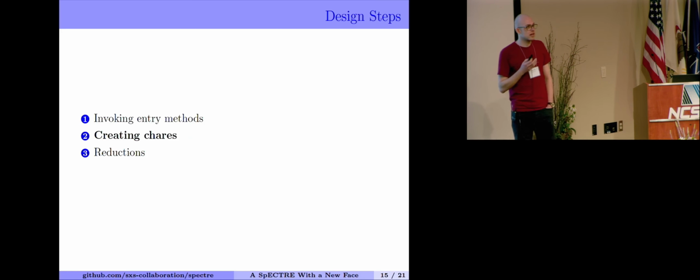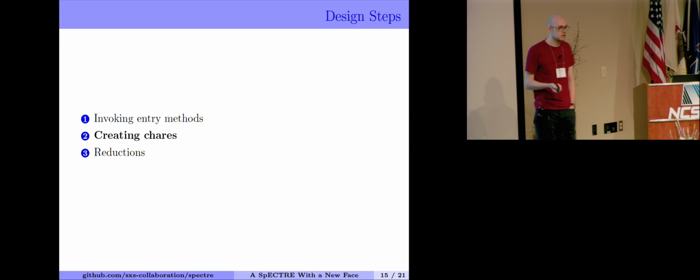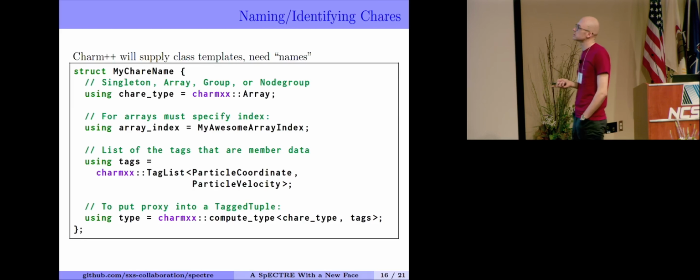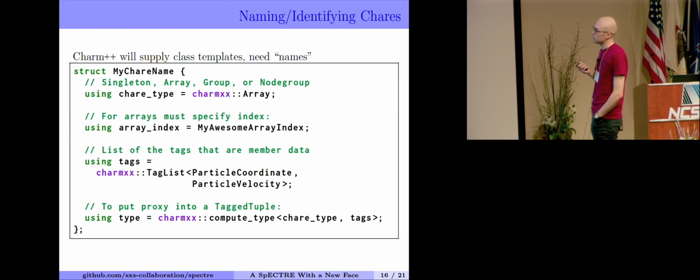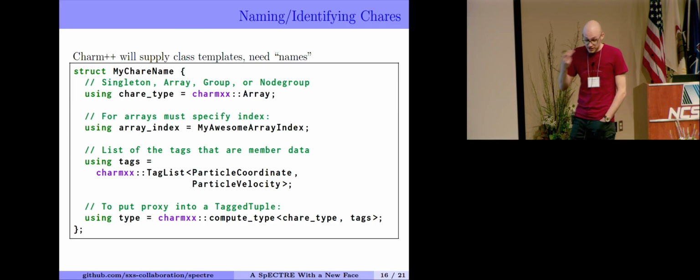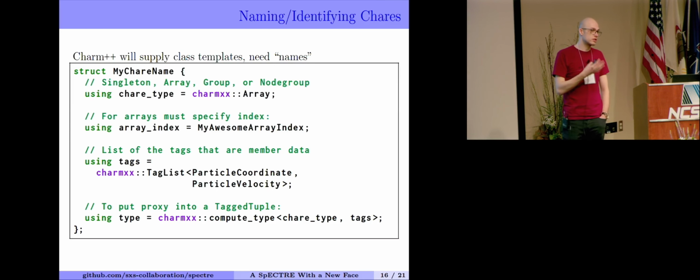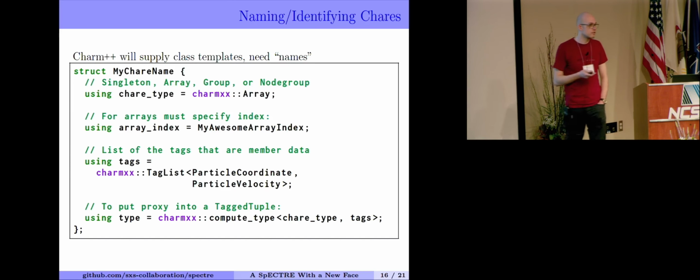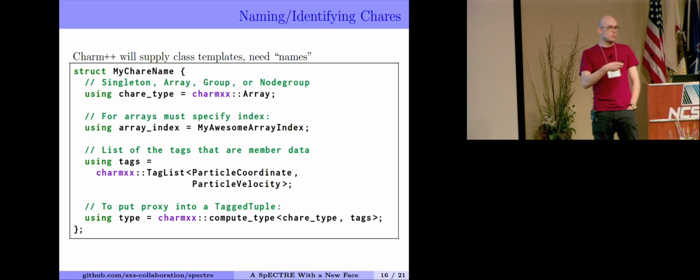All right, so that's invoking entry methods. The next thing we want to deal with is actually creating our chares. And so we need some way of identifying a chare. Right now, the way Charm++ does it is you name a class in the CI file. So we need some way of naming what that type is.